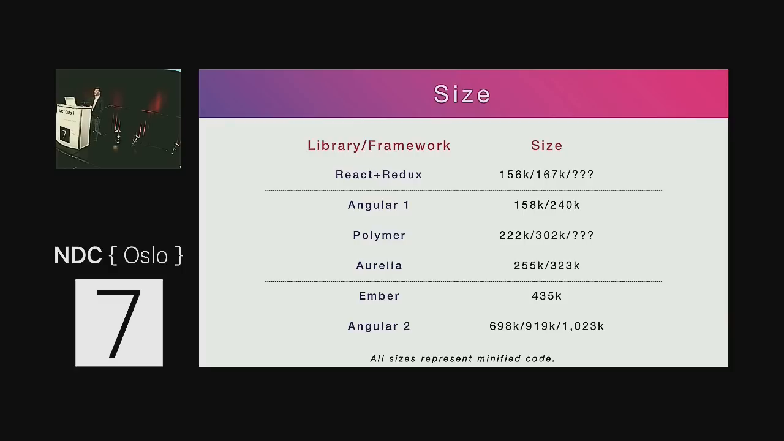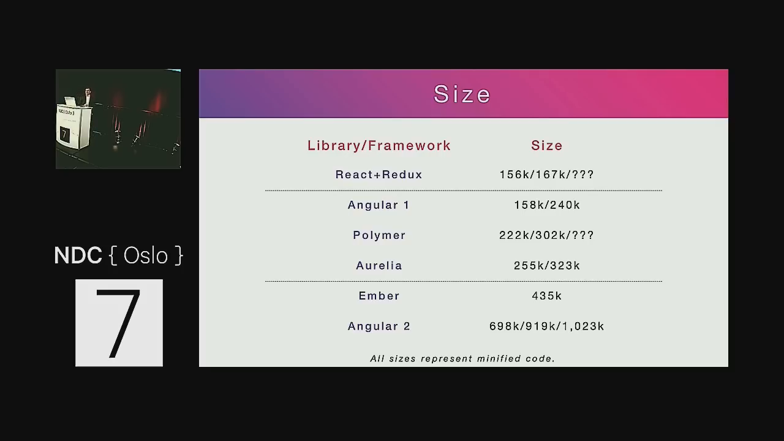If you move up the line into what I call this middle tier, this middle zone here with Angular 1, Polymer, and Aurelia, you see things get a little bit larger, but Angular 1 was still small. The 158 is the minimal version. The 240K is basically a more typical configuration, which includes the router, the HTTP capabilities, and the animation system.